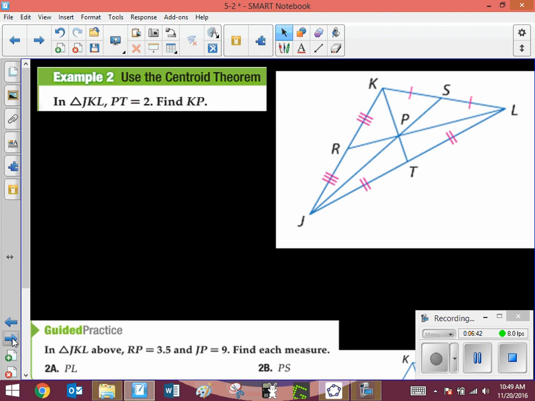Example 2, use the centroid theorem in triangle JKL. PT equals 2, find KP. Alright, use a little bit of number sense here to help you with this. Here is PT right here, and they want me to find this segment right there. If I know that this is 2, notice how that's the smaller portion. All I need to do to that number is take it times 2, because KP is double that. So 2 times 2 is going to get you 4. That's just how easy this is.